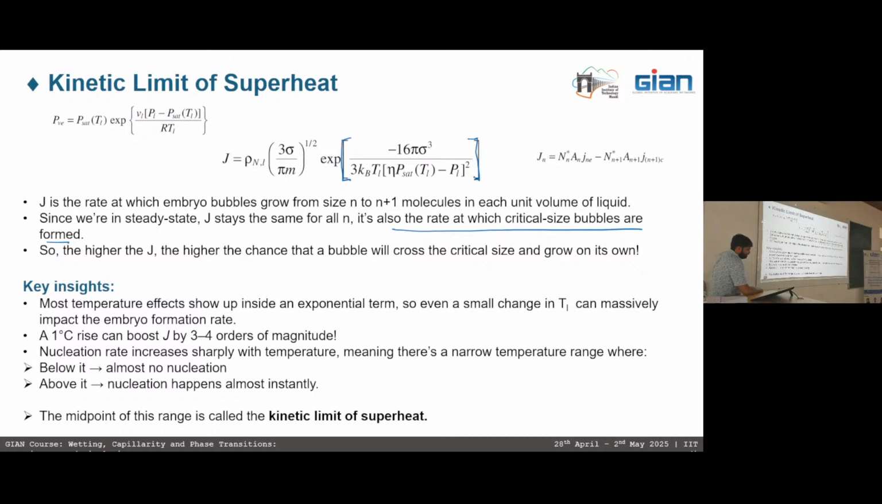Also, the nucleation rate increases sharply with temperature, meaning there is a narrow temperature range below which we have almost no nucleation, as I mentioned already, and above it the nucleation happens instantly, and we can see a large population of these embryos, which then grows and the phase change occurs. And the median of this range of temperature is called the kinetic limit of superheat.